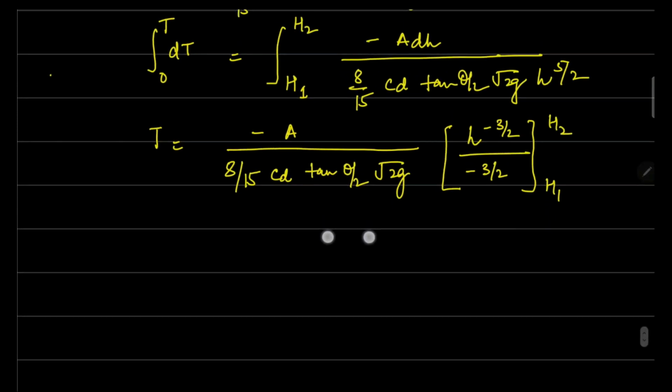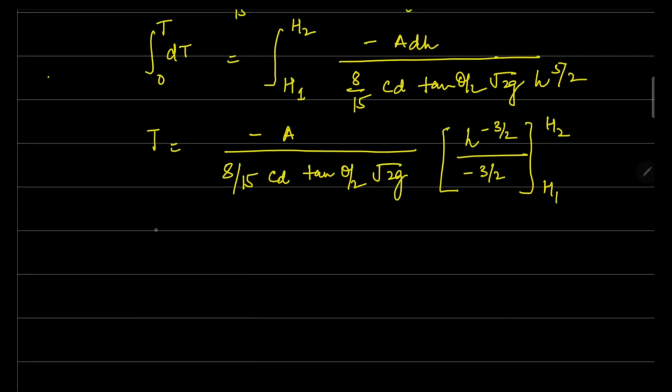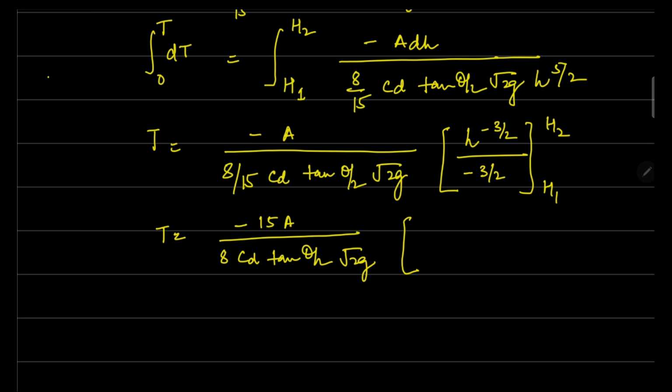So just putting all these values, we will get that t is equal to minus 15 into a divided by 8 cd tan theta by 2 under root 2g, and then this is minus 2 by 3. So it comes outside, and this is 1 divided by h raised to the power 3 by 2, with limits h1 to h2.